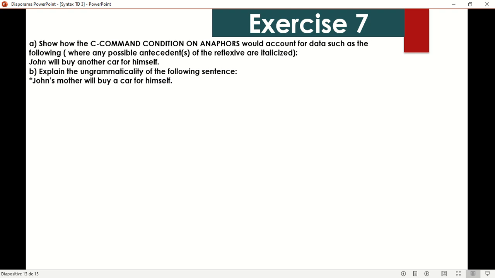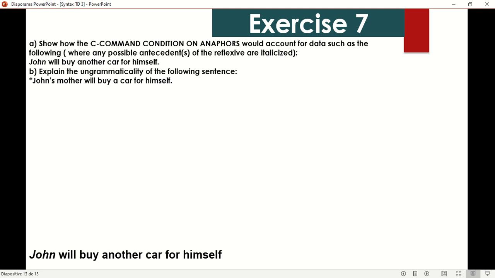So you have in the exercise 5 sentences, I guess. The answer is the same for all sentences. We'll prove that the one in italics, here John in this case, is the antecedent for the anaphor himself or any other anaphor you have in the other sentences. So I chose just one to show you. And then we will show how John in the second sentence is not the appropriate antecedent for himself, and hence the ungrammaticality of the sentence, John's mother will buy a car for himself.